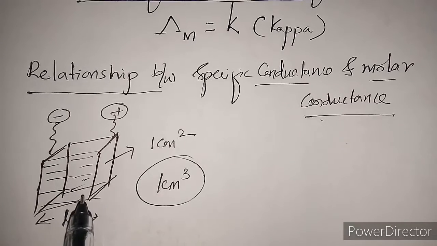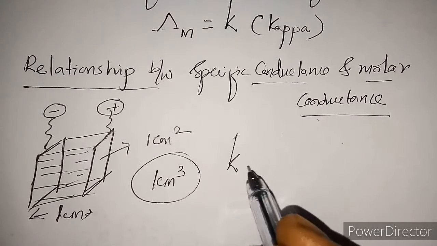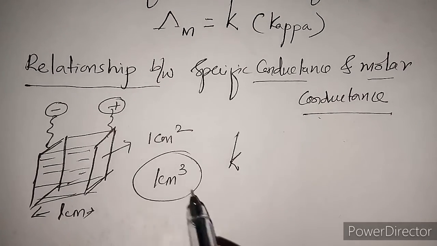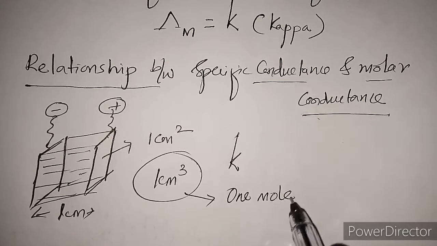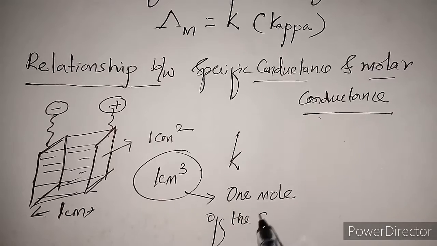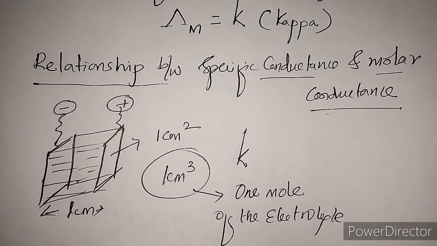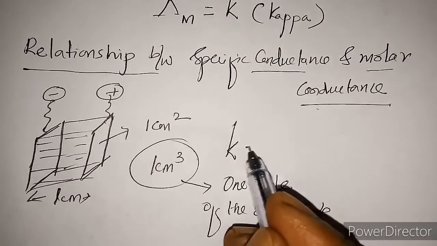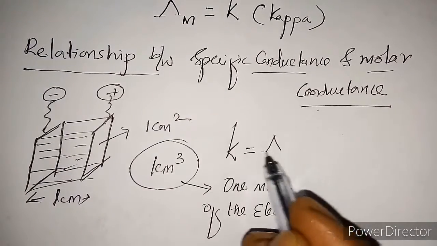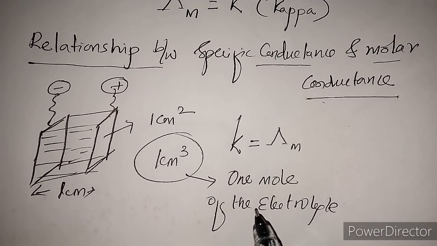1 cm cube of the solution. Now the conductance offered by the 1 cm cube of the solution is nothing but specific conductance. Now suppose the same 1 cm cube of the solution contains 1 mole of the electrolyte. Then the conductance offered by the same electrolytic solution that contains 1 mole of the electrolyte will be equivalent to the molar conductance, because it contains 1 mole of the electrolyte.